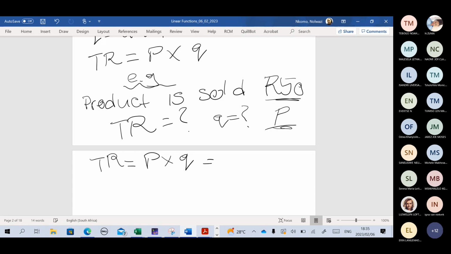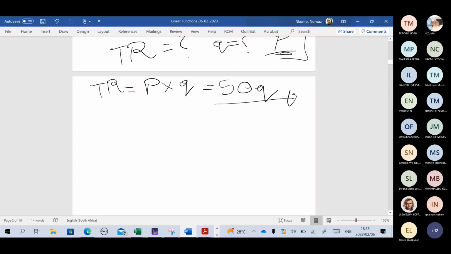And we know P, which is the price, it's 50 Rand. And remember, we are asked to find the function. If that's the case, that means our total revenue will be 50Q. If we are given this kind of information and we are asked to find the total revenue function, then you are allowed to leave your answer like this. Now, suppose we are asked to draw the graph that represents this function, which is the total revenue. Okay.